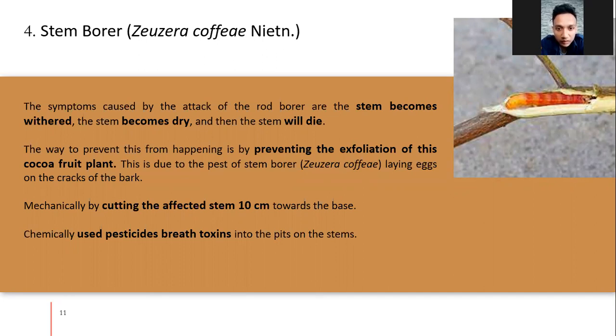The way to prevent this from happening is by preventing the exfoliation of the cocoa plant's bark. This is due to the stem borer, Zeuzera coffeae, laying eggs in the cracks of the bark. Control is done mechanically by cutting the affected stem 10 cm towards the base. Chemically, pesticides are used to inject toxins into the pith of the stems.